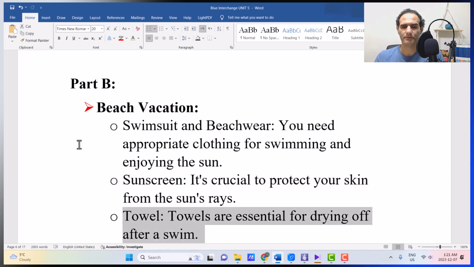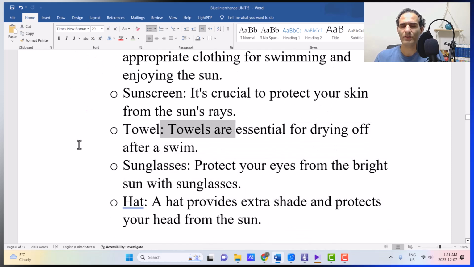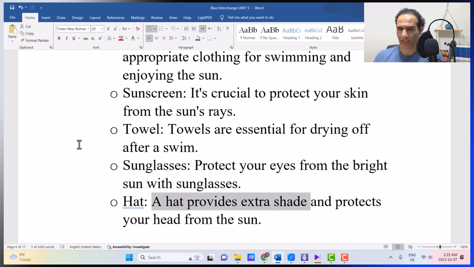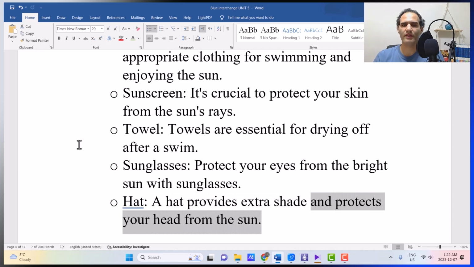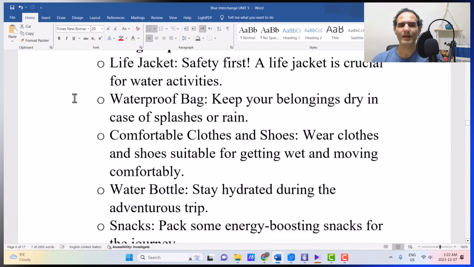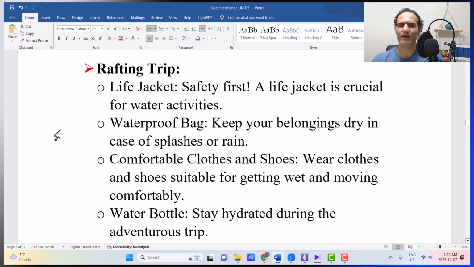Towel. Towels are essential for drying off after a swim. Sunglasses protect your eyes from the bright sun. Hat. A hat provides extra shade, which means like shadow, and protects your head from the sun. So these are the five necessary items one might need on a beach vacation. What about a rafting trip? Do you know what a rafting trip is?